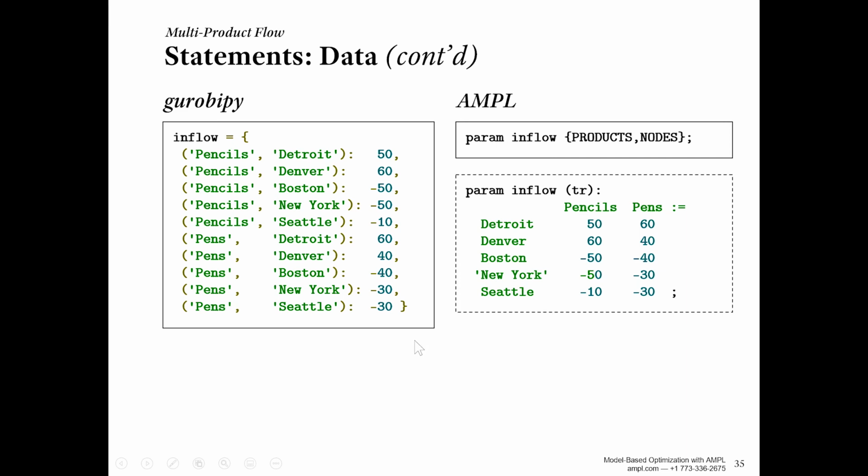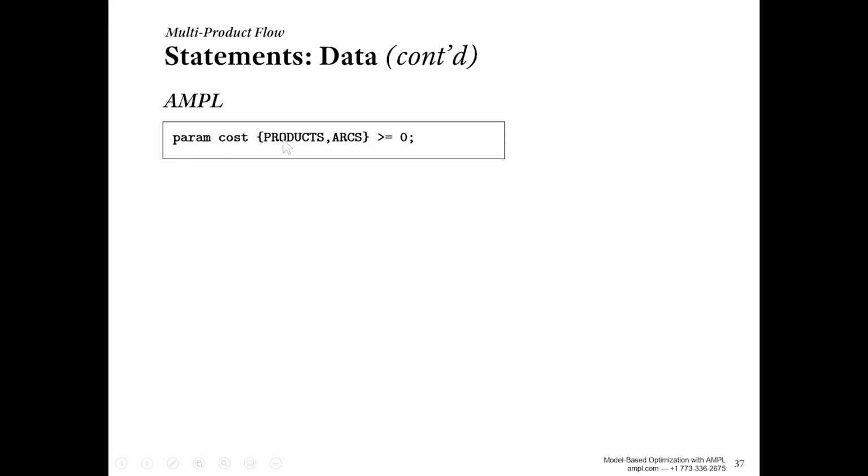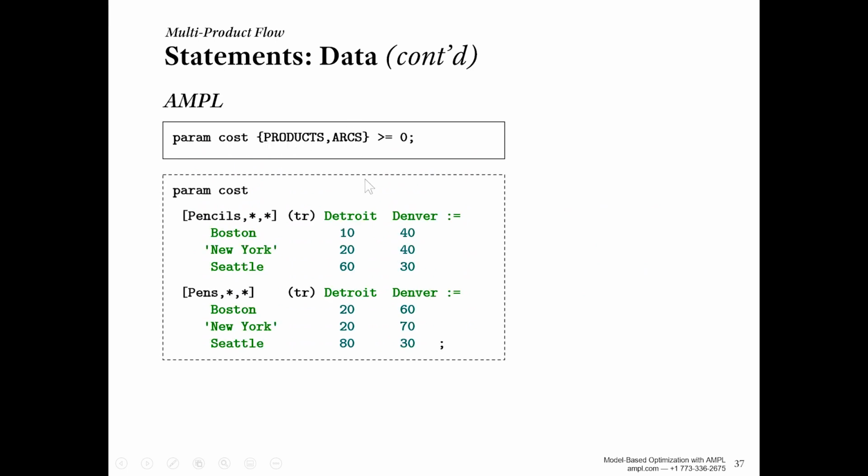Okay? And then there's a really big one. This is for cost. Cost has three indices: the product and the origin and the destination and the amount. You see, you get this huge table of data here. In AMPL, all you say is there's a cost indexed over products and arcs, and then in some other file you have the data tables. Okay? So we can take advantage of being able to do nice three-dimensional tables by slicing them over for one of the indices. Here's the products. And so that's the data. That shows the difference in the data.